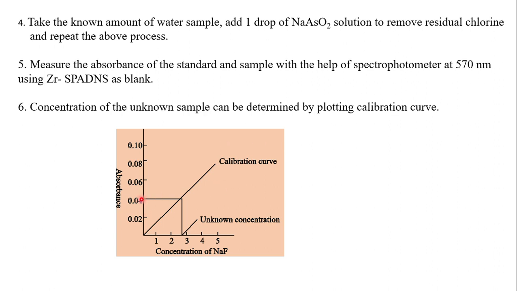For our unknown, the absorbance we will get from the spectrophotometer. From there, draw a line and drop the perpendicular. The point of touching the x-axis will tell how much fluoride is present in the volume of the water sample taken. That's how we can determine the fluoride concentration in a water sample. For water, the limit of fluoride is less than 1.5 ppm. If it is exceeding, then it will give a problem to the human body. Hence, it should be taken care of.